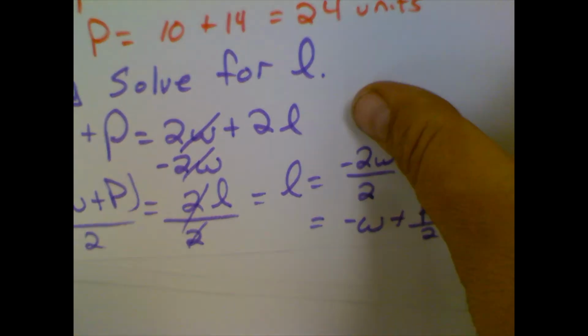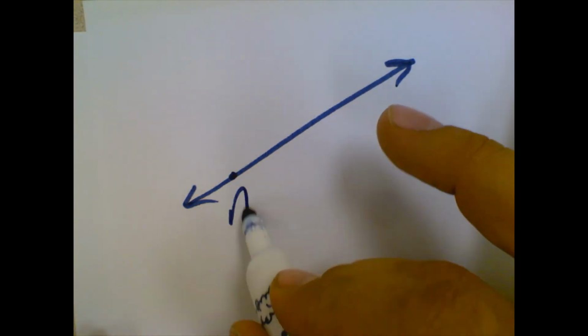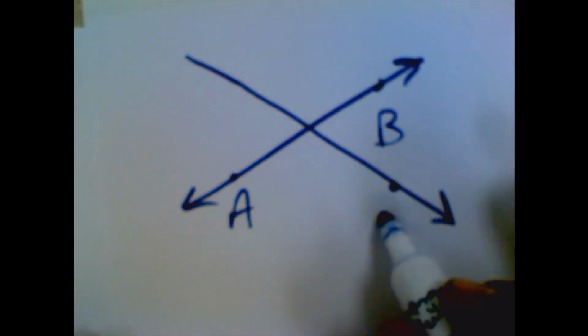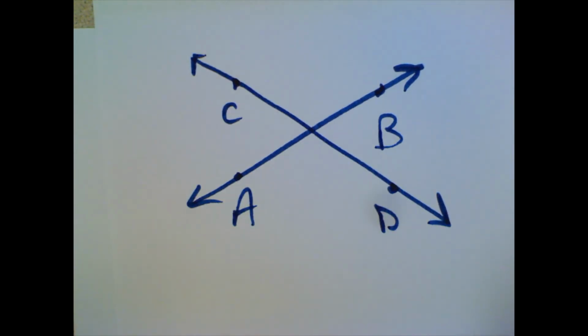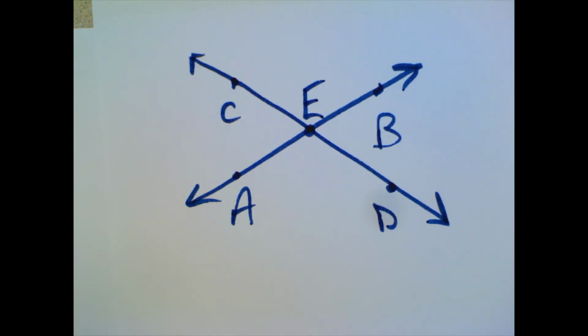Next, I want to talk about just a review of geometry. In geometry class, you remember you learned about a concept called vertical angles. So let's say we have line AB, and we intersect a second line. We'll call this line CD. So line CD intersects AB at exactly one point. Bet you never guessed I was going to label that E, huh?